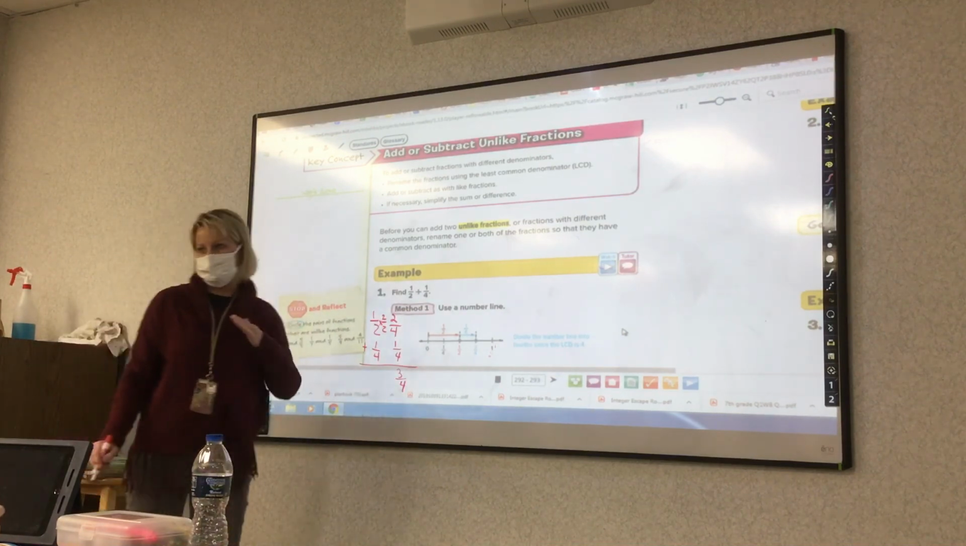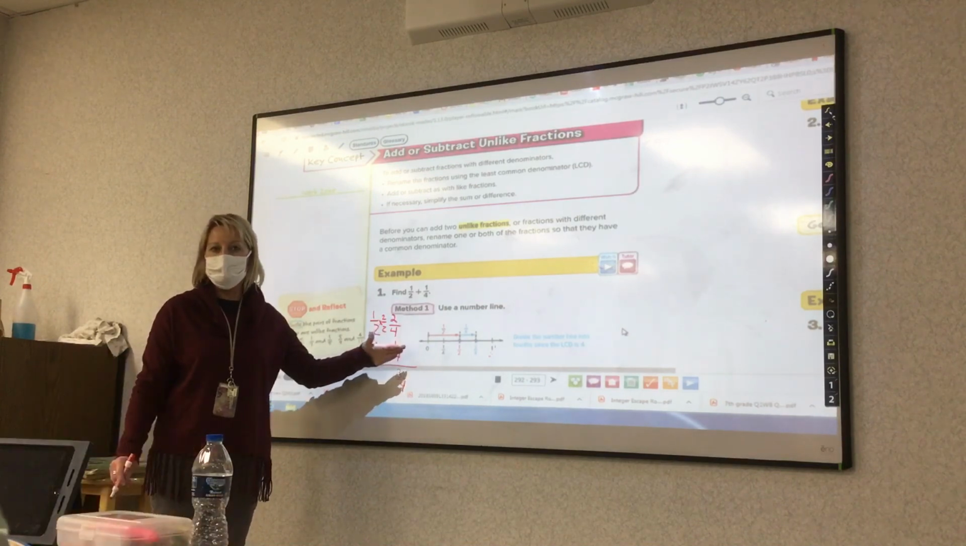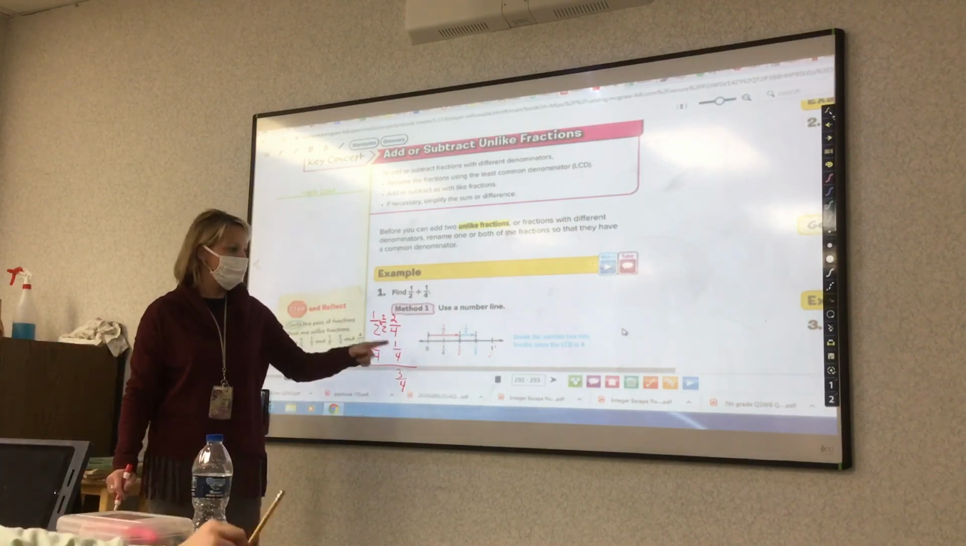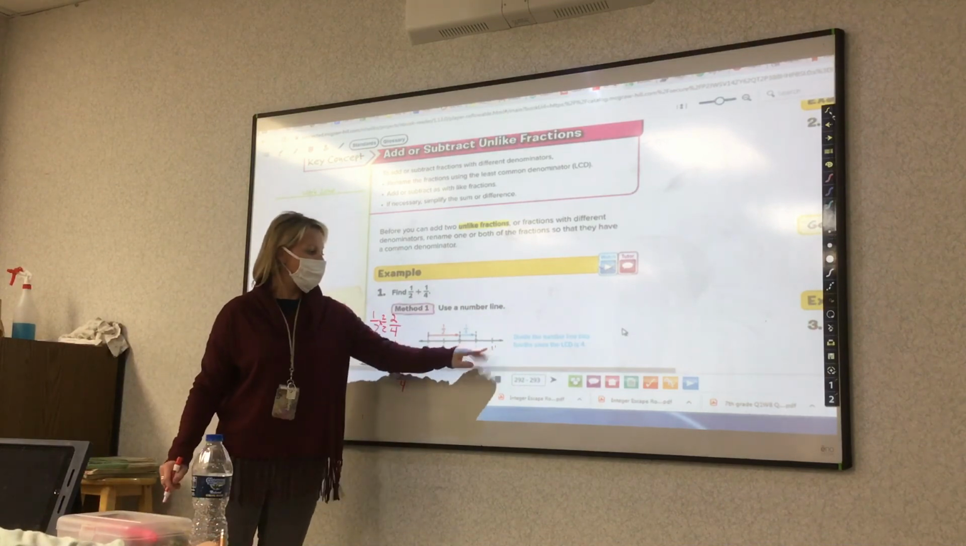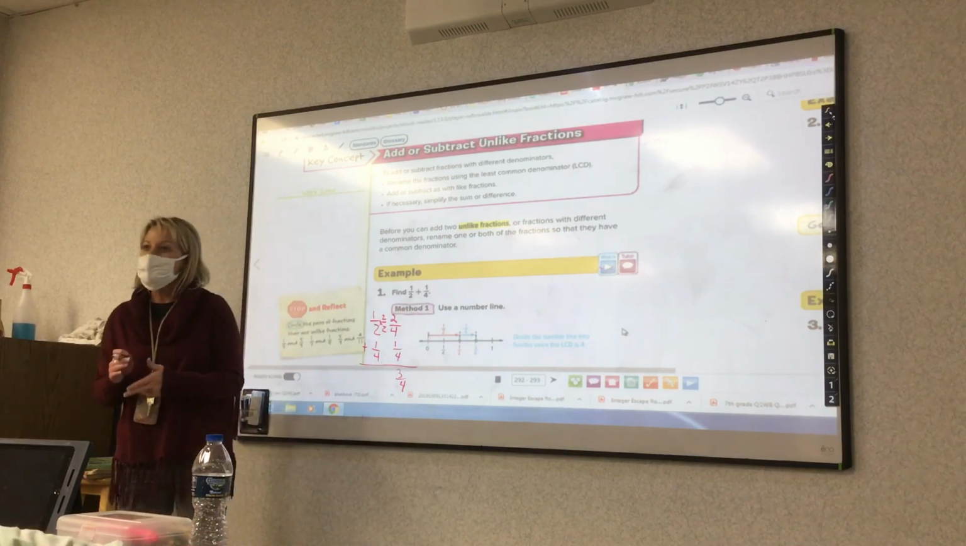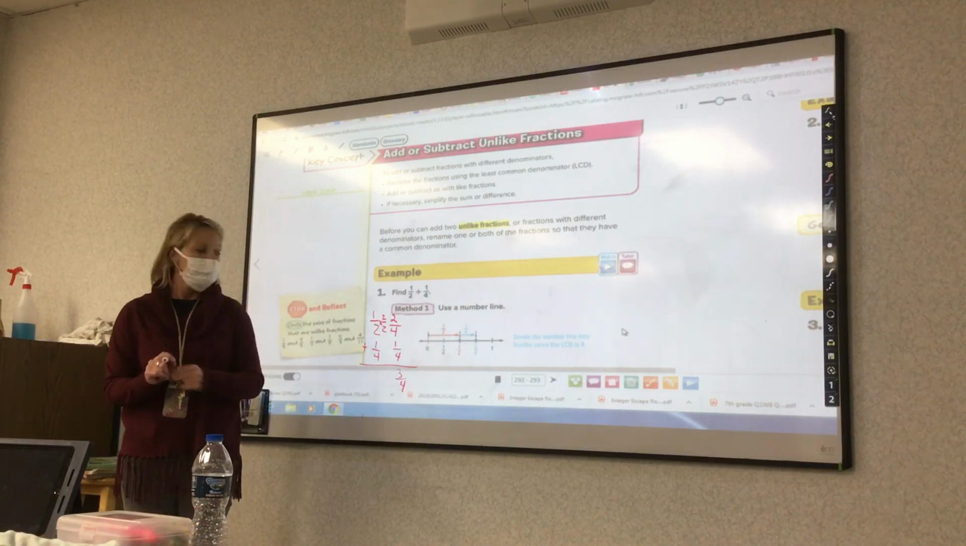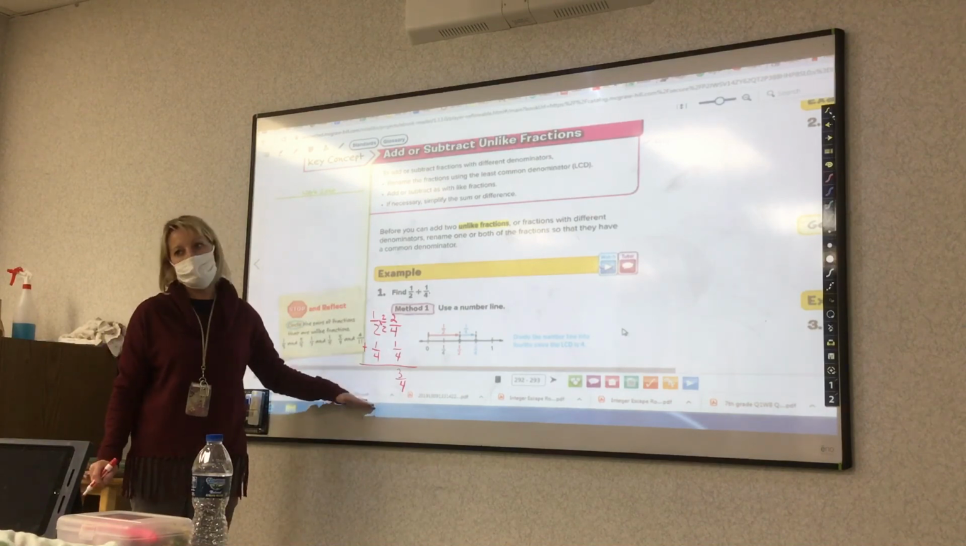Now the reason why I had you write that up and down is it shows us easier how to make the common denominator. But then I'm going to point out how they did it on this number line. You'll have to be able to see it on a number line. You do not have to do it on a number line. Do you guys understand that? Yes. Okay. You have to show it like this.